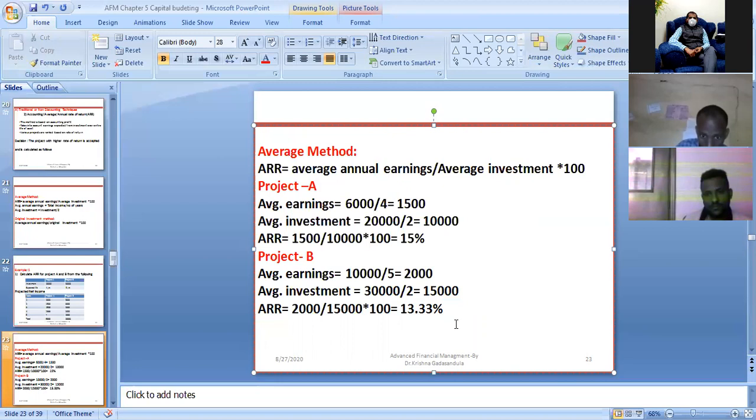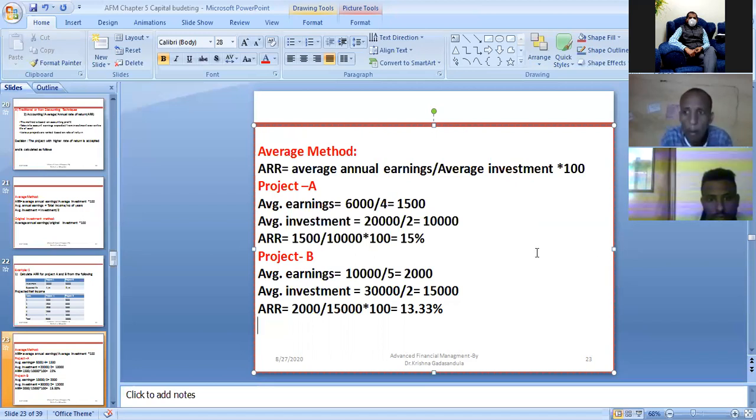Which project do you accept? Which project's rate of return is more? Geto, which project is accepted? Which project return is higher? Anyone? Birhan.